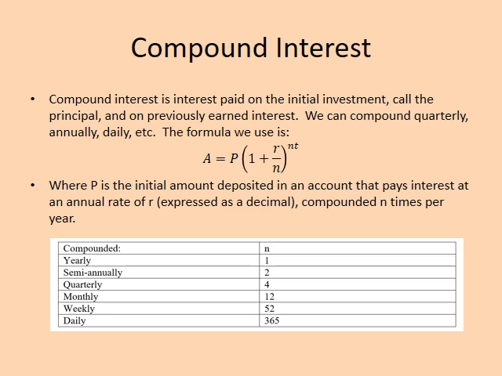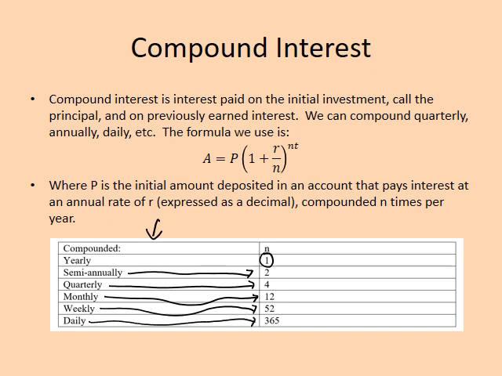So if you look down below here, if it's compounded yearly, N is 1. If it's compounded semi-annually, N is 2. Quarterly, N is 4. Monthly, N is 12. Weekly, N is 52. Daily, N is 365. These are the most common ones used. A, I forgot to mention before, A is the amount of money you'll have after a certain amount of years. We will use this formula a lot in the next couple examples.